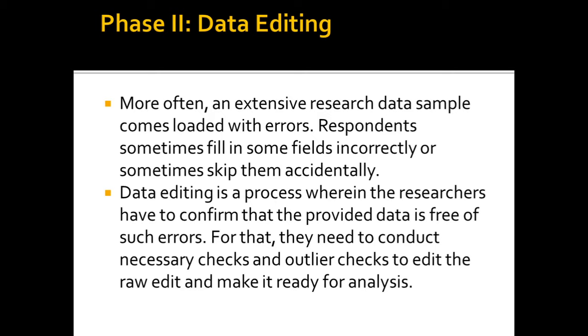So that's why in data editing, your job as a researcher is to ensure that the data is free of all such errors. So you need to conduct further checks, and then what is called outlier checks. What is outlier checks? The outliers are, instead of saying yes or no, they would have given some other outside answer. That's called outlier. Instead of giving the answers defined in the structure, they would have given some other answer, that is called outlier. So you have to check for all those and then edit them before you keep this data ready for analysis. A very, very crucial phase.